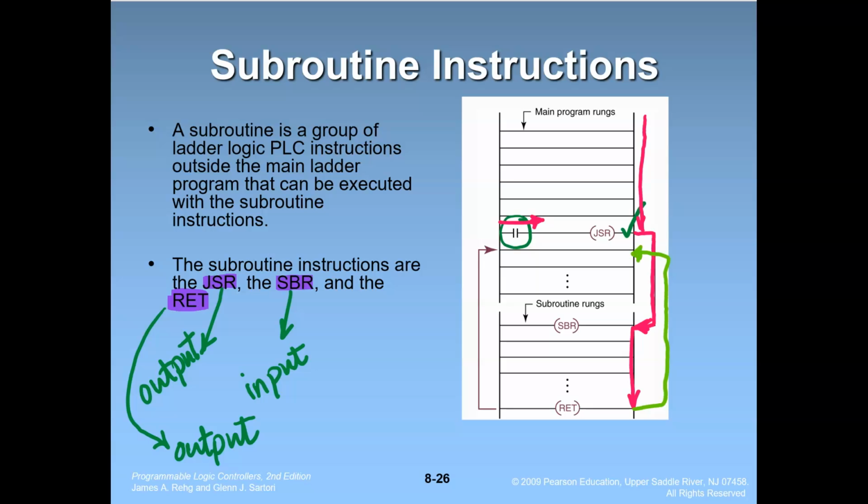So this is how the program will be executed. It will be started from the beginning. It will reach JSR, which is active. Because it's active, it will jump to SBR, which is the start of our subroutine. The subroutine will be executed until we reach the return. When the unconditional return is executed, then the scanner will go back to the rung after the JSR rung. So we are not going to go back to the same rung, because in that scenario, an infinite loop will happen and we'll be stuck in a loop.